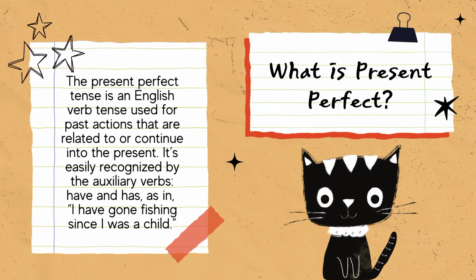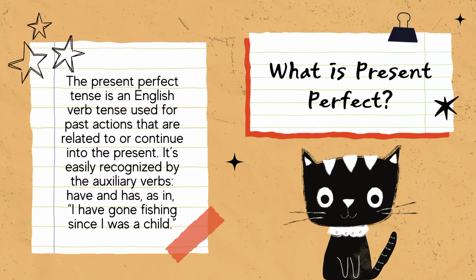The present perfect tense is an English verb tense used for past actions that are related to or continue into the present. It is easily recognized by the auxiliary verbs have and has, as in I have finished, or I have lived here since I was a child.